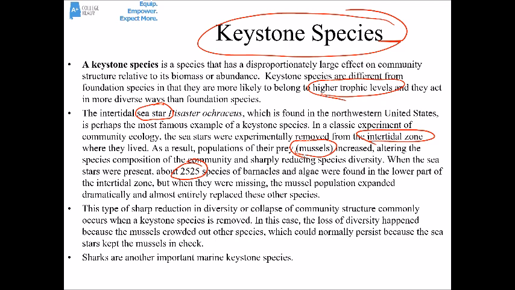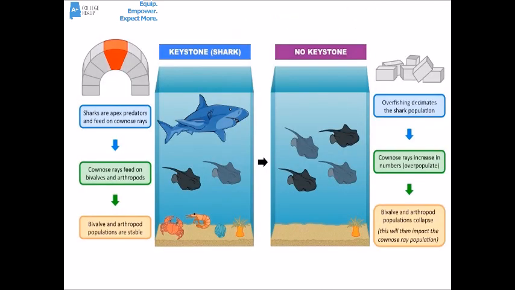Another really important keystone species that you'll hear a lot about is the shark. Here we can see an example. So sharks feed on these rays. The rays feed on these bivalves and arthropods. When the sharks are removed, the rays' population increases dramatically. Now there are so many of them that they end up killing off lots of the crustaceans, lots of the bivalves, lots of the arthropods, and the populations collapse. And eventually, that's probably going to also kill out the rays in the long run.